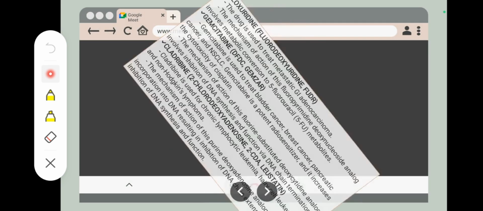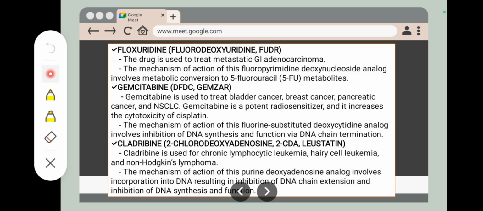The next drug is known as floxuridine, or also known as fluorodeoxyuridine, with the initials FUDR. And this drug is used to treat metastatic GI adenocarcinoma, and the mechanism of action of this fluoropyrimidine deoxynucleoside analog involves metabolic conversion to 5-FU metabolites.